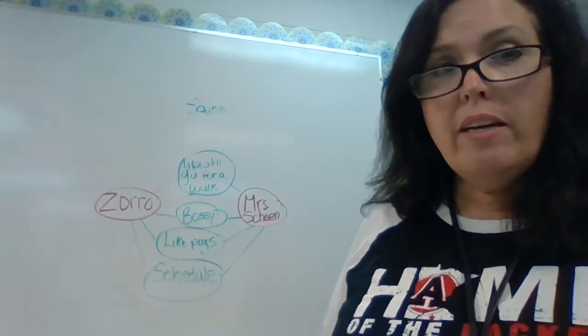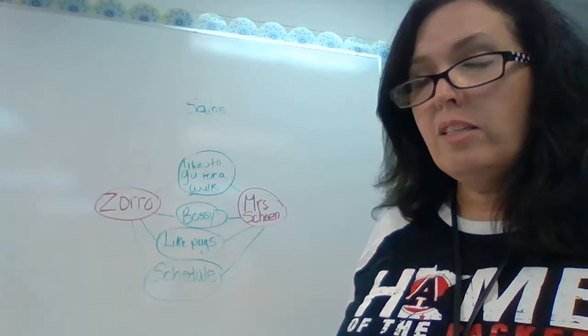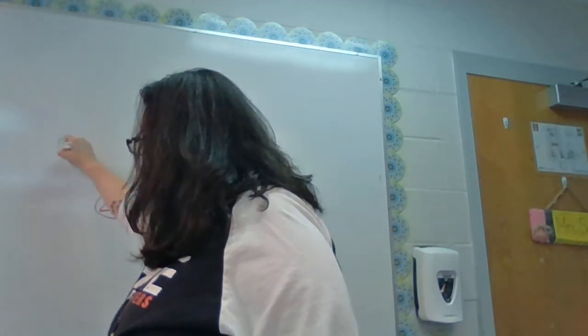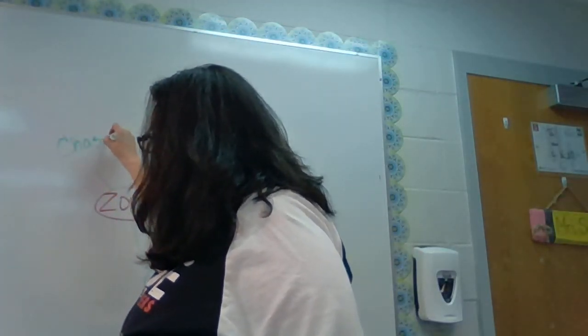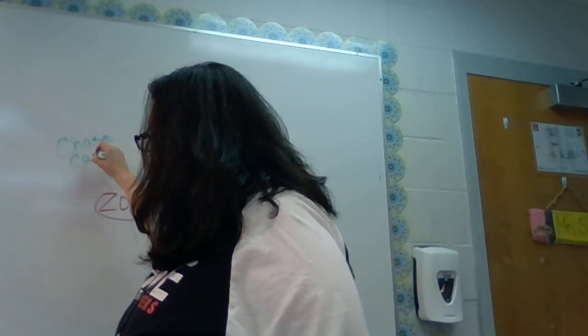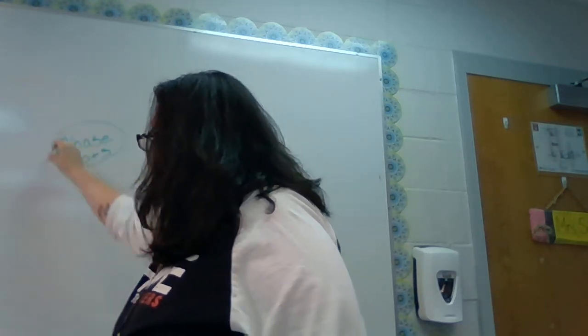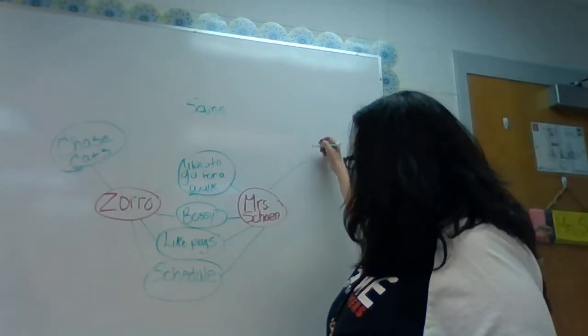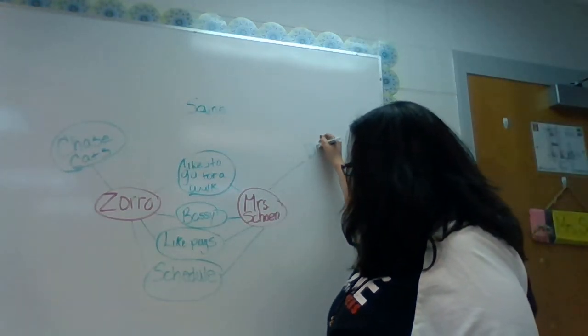Okay, how are we different now? One thing that Zorro was doing in the book was chasing cats. He likes to chase cats. You know what? I don't chase cats. So I'm going to put over here, doesn't chase cats.